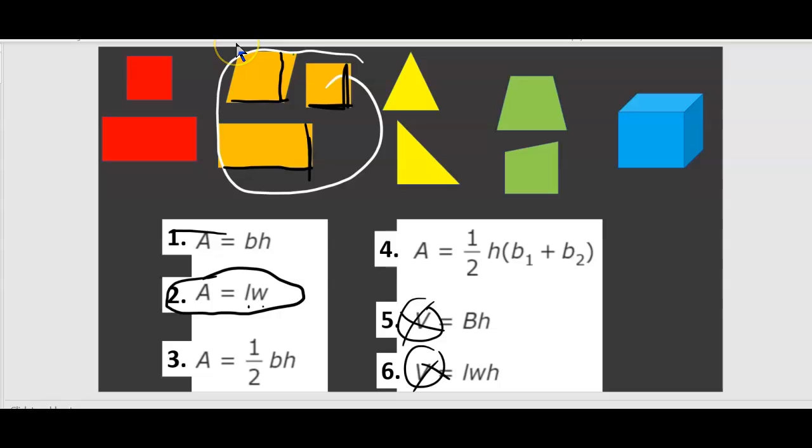Well, what about this green side? That's not the height. And what about this green side? That's not the height here. They're leaning. If you got time to lean, you got time to clean. So we're not using those.